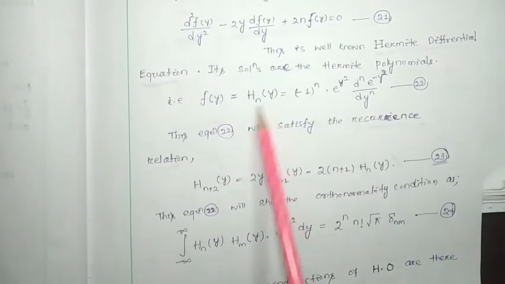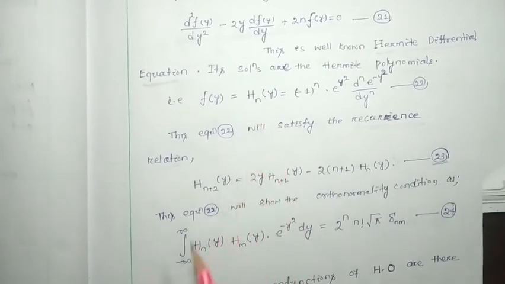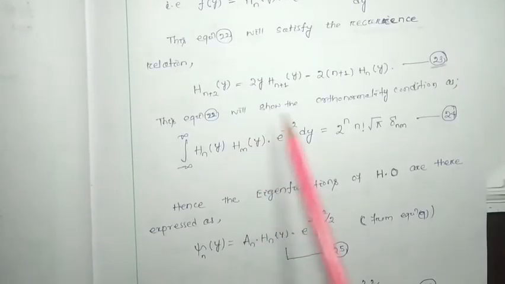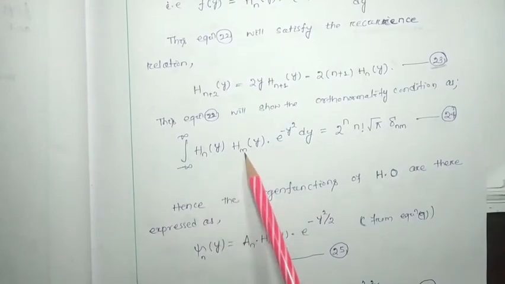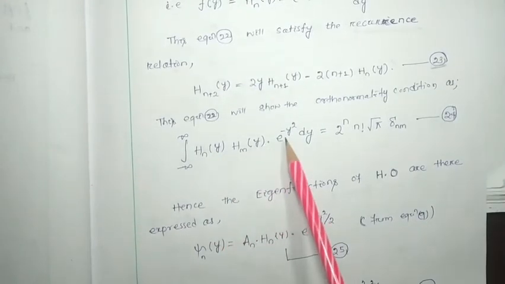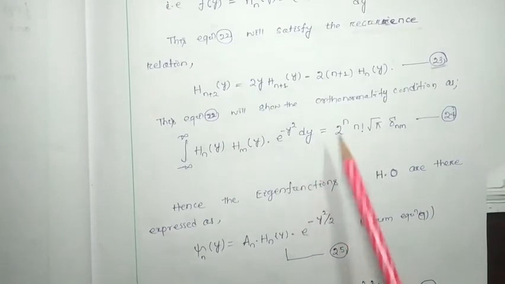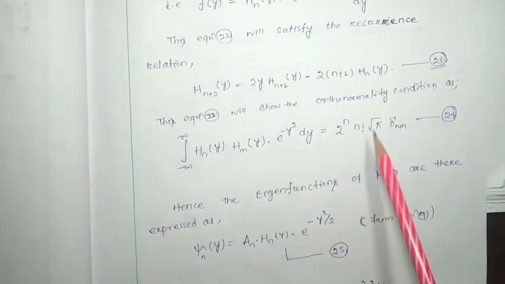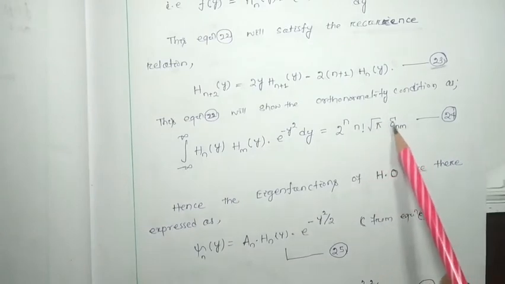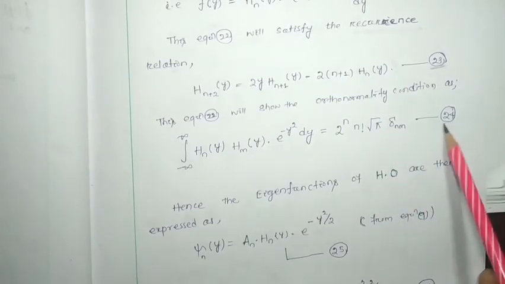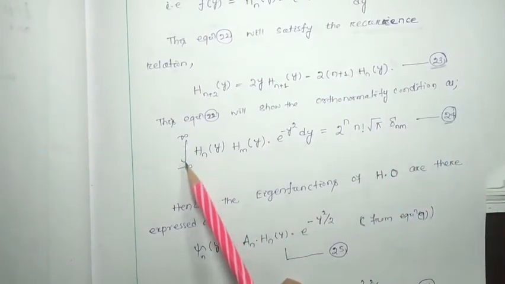solution also obeys the orthonormality condition, that is the integral of h n y h m y into e to the power minus y square dy is equal to 2 to the power n factorial into root pi delta nm. Let it be equation number 24. This is from minus infinity to infinity.